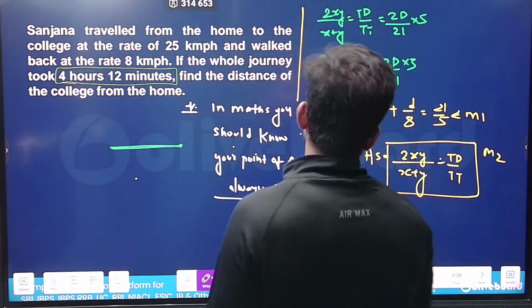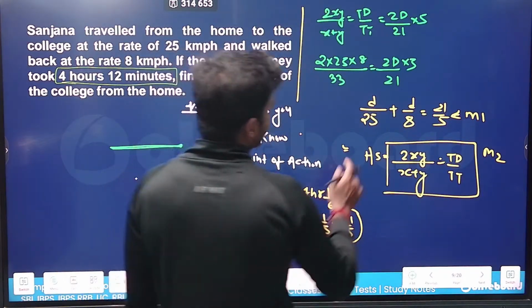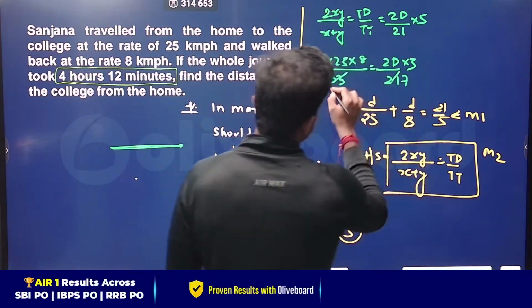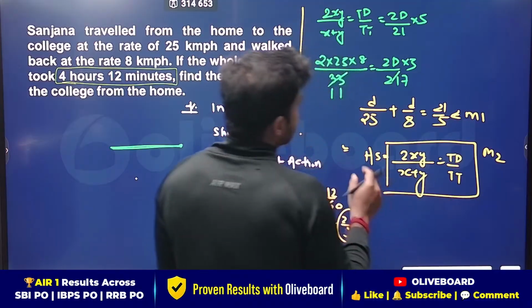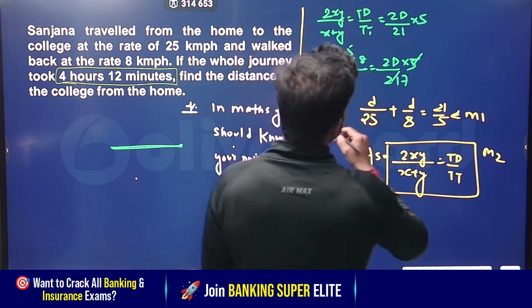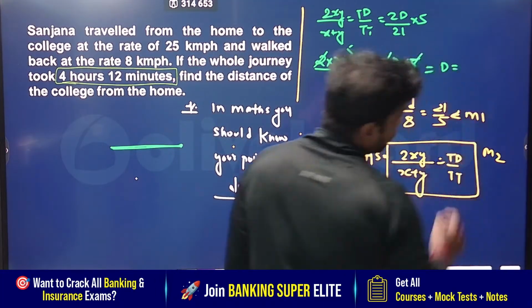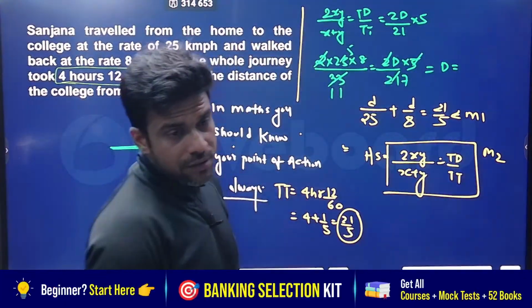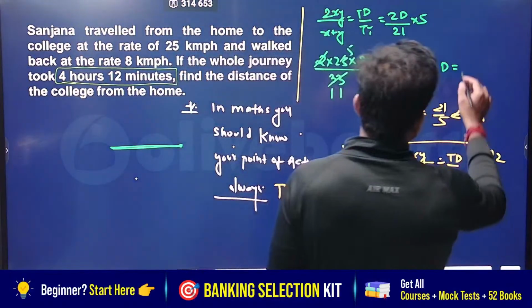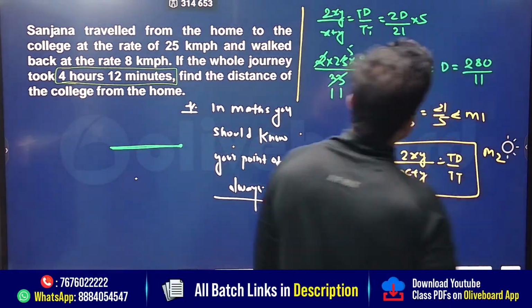Is it clear or not? Now, see, this is the logic you can solve with yourself. 3 sevens are 21, 3 ones are 3, 3 ones are 3. Try figuring out fast. 5 fives are 25, 2 cancel. This would be how much? The value of d, you can write down directly the value of d, which is how much? 280 by 11. 280 by 11. Understood, everyone?